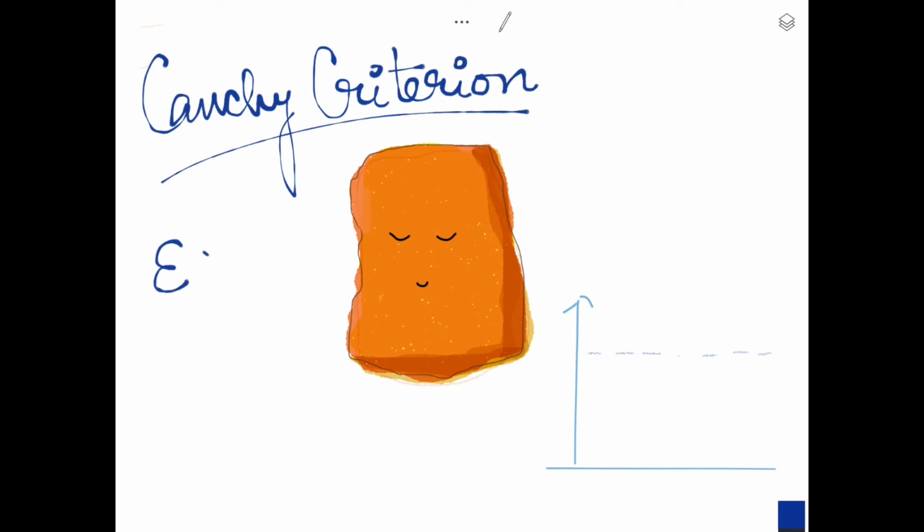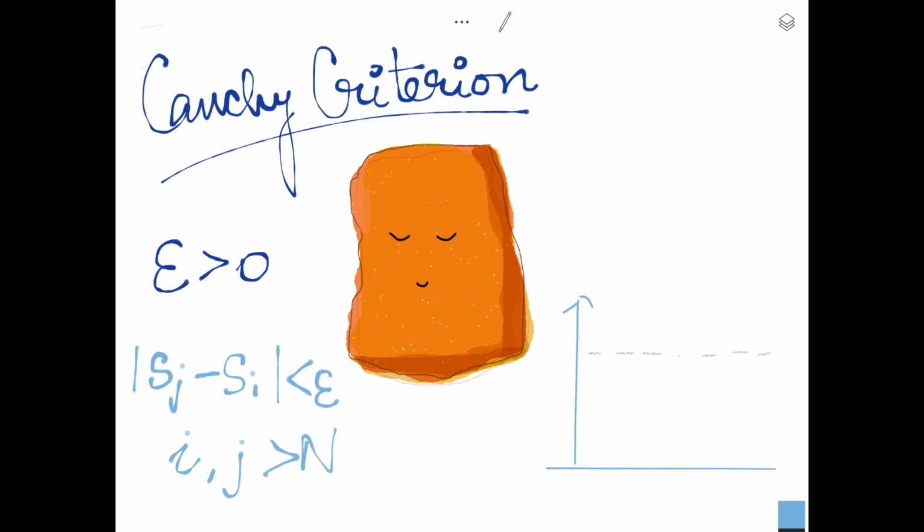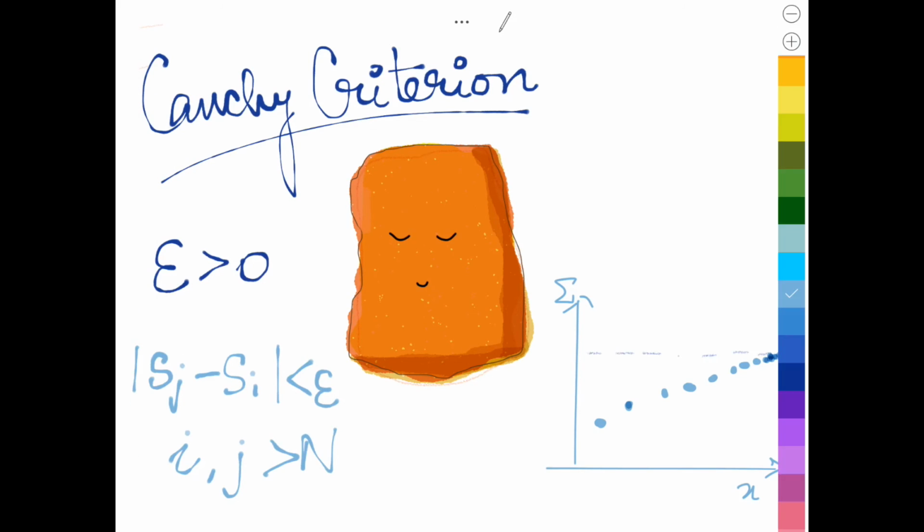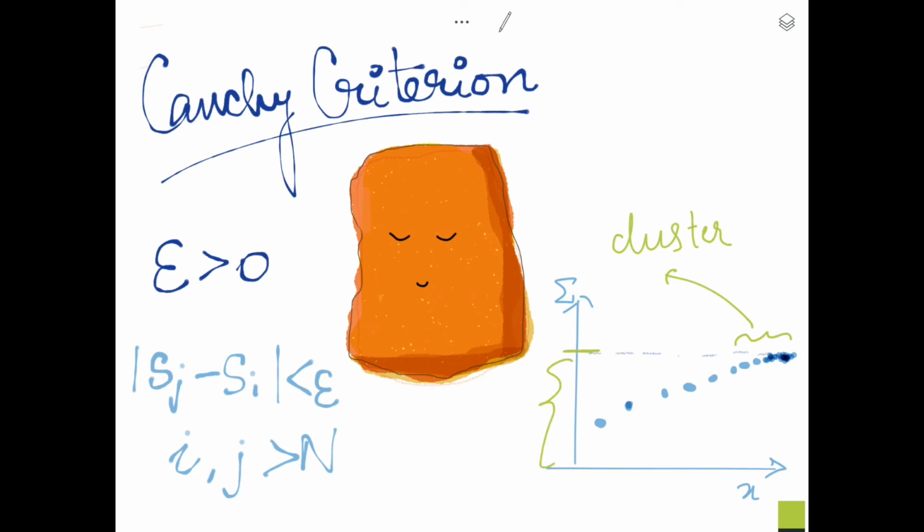Let's first formally put the criterion. What the criterion says is that for every epsilon greater than 0, there is a fixed number n such that mod of Sj minus Si is less than epsilon, where i and j are greater than n. To understand what this means, let's sort of plot what we expect happens in a series. As I keep adding more and more terms, it turns out that my partial sums start getting clustered and start approaching a finite value capital S.